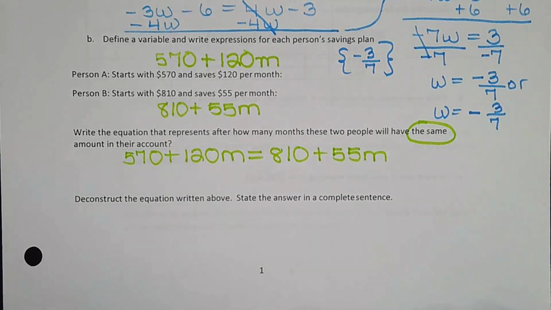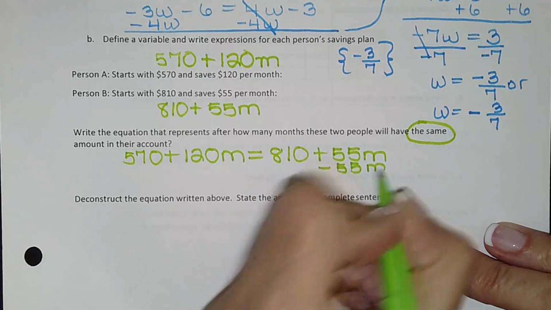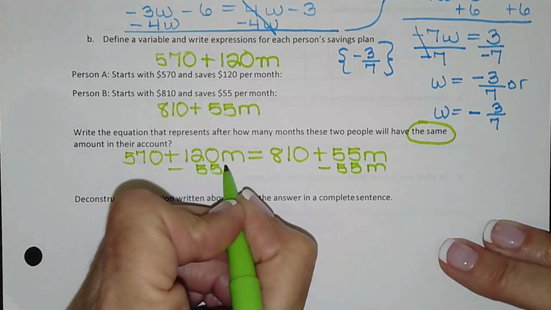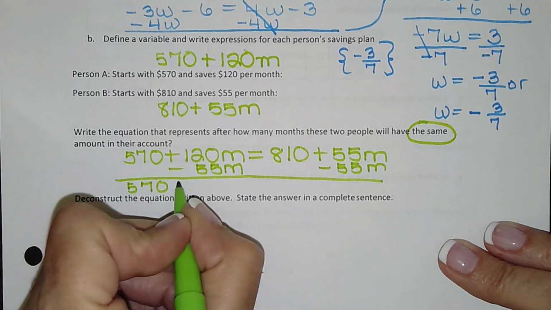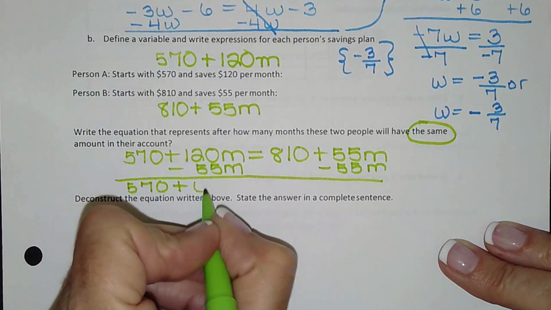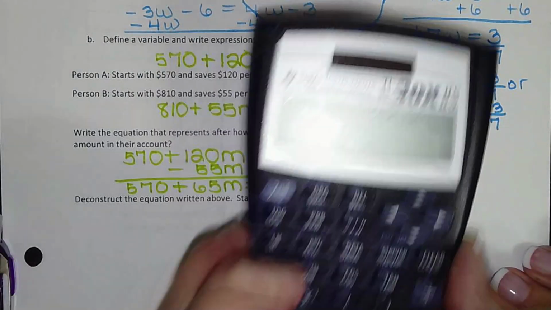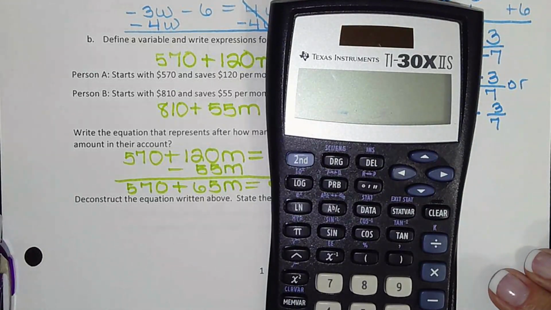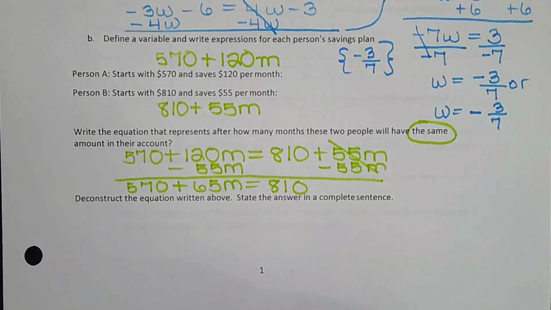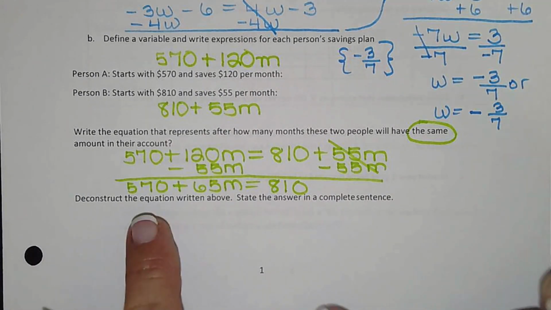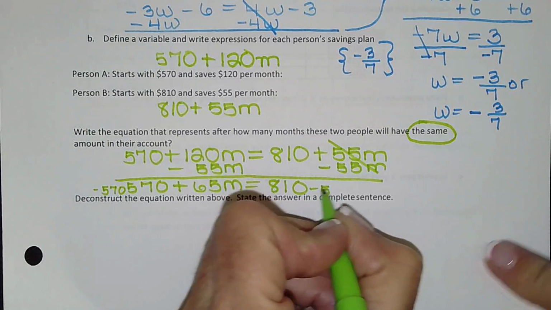So same old, get all your variables over on the left. So subtract 55M, subtract 55M, and that leaves us with 570 plus, what is that, 65, I think, M. I'll check it on my calculator in just a second. So 120 minus 55. Whoops, turn on the calculator, Kim. 65. Now we need everything without a variable over on the right. So we're crossing the equal sign. So minus 570, minus 570.